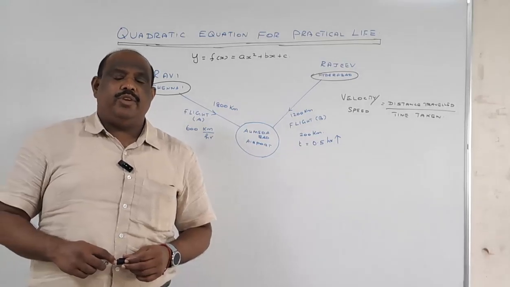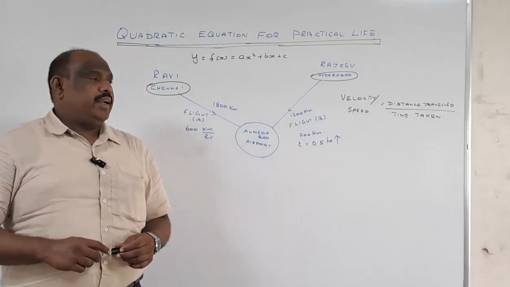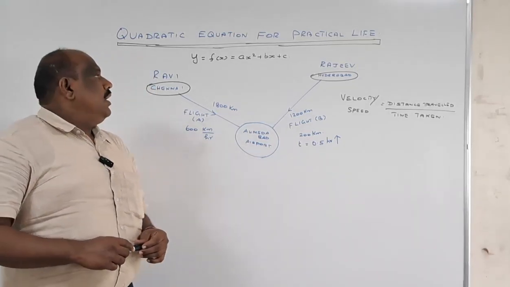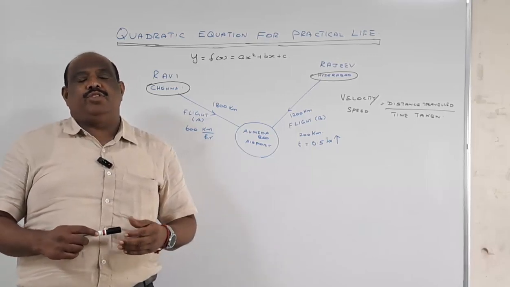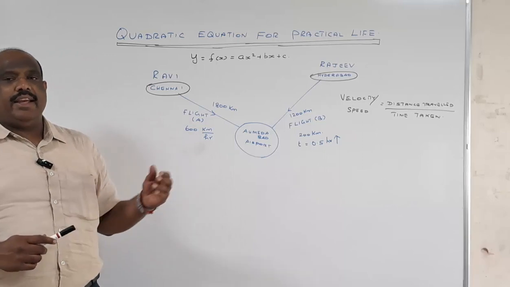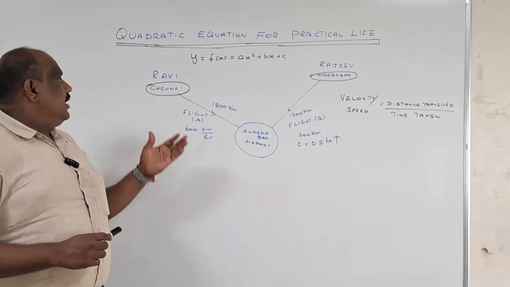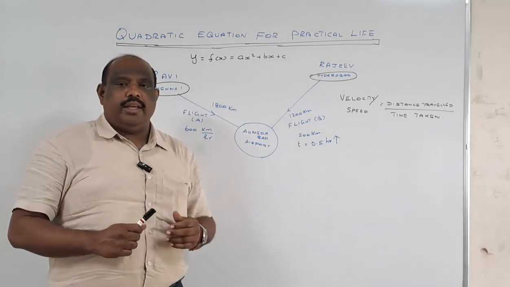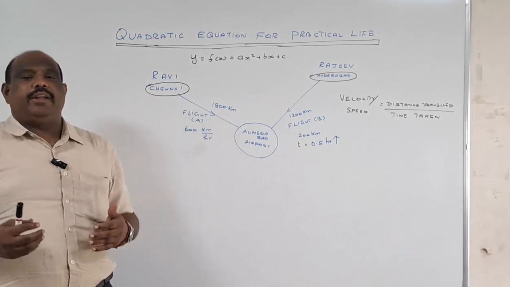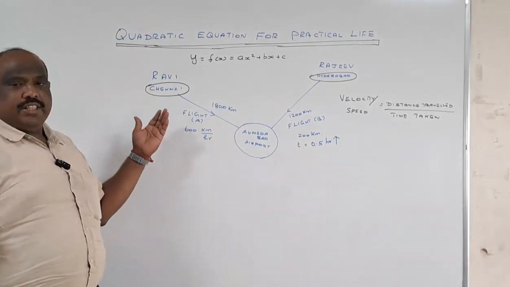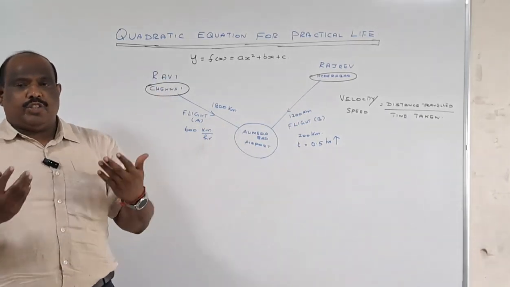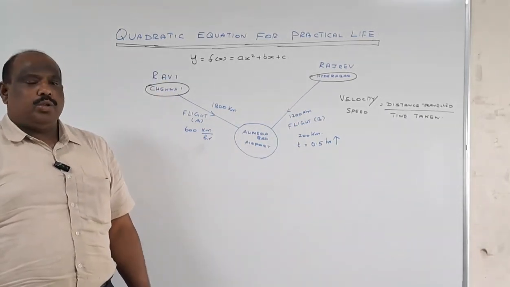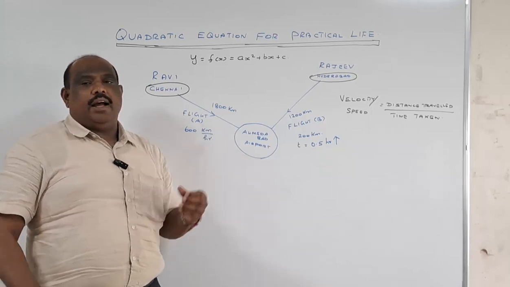Dear students and viewers, today let us see an interesting problem where the quadratic equation will be useful for practical life situations. Let us take the case of two friends, namely Ravi and Raju. They are trying to meet after a long time. Ravi is in Chennai and Raju is in Hyderabad. Fortunately, they have a chance to meet both at Ahmedabad.